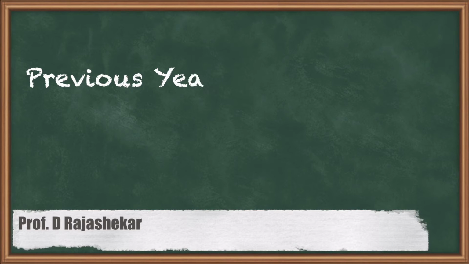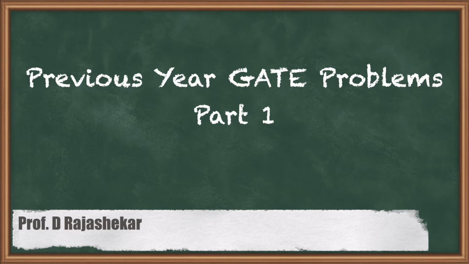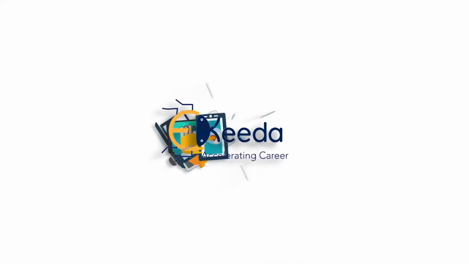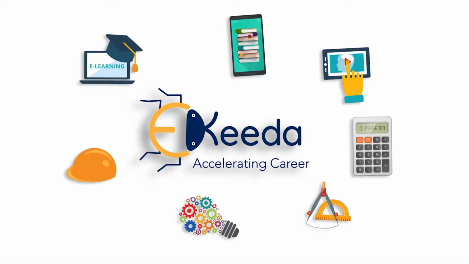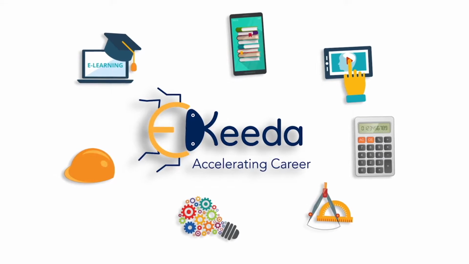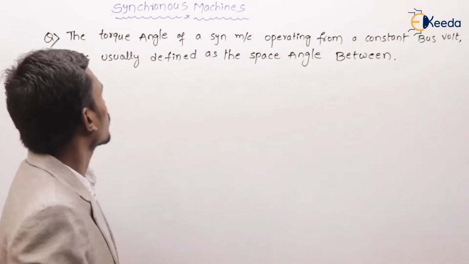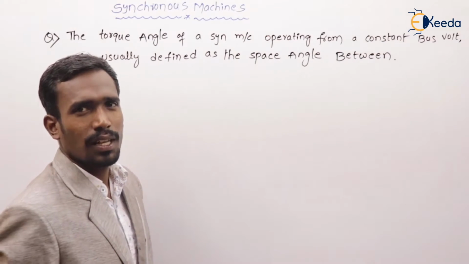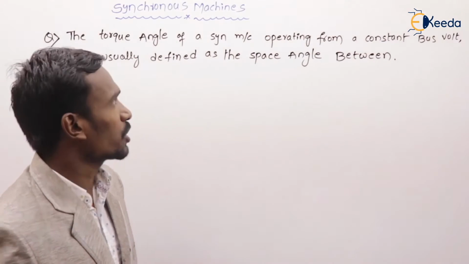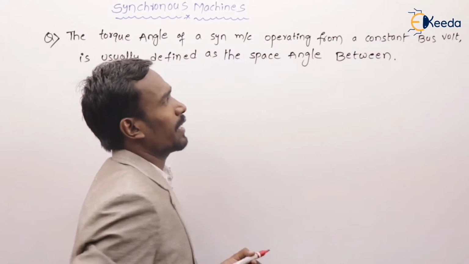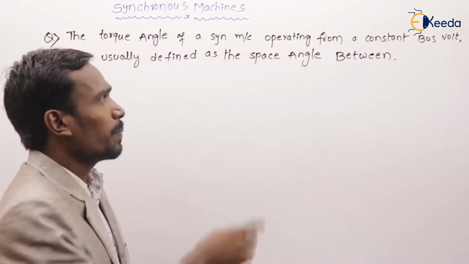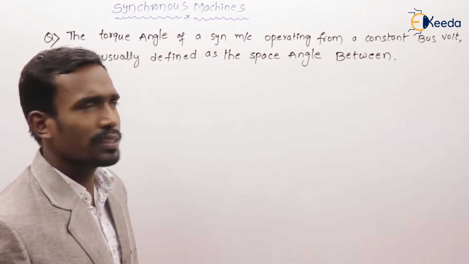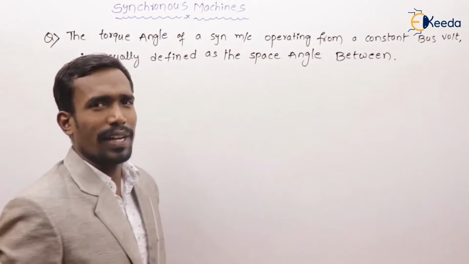Hi friends, in this video we are going to discuss a previous GATE question. Let's see the question. The torque angle of a synchronous machine operating from a constant bus voltage is usually defined as the space angle between.